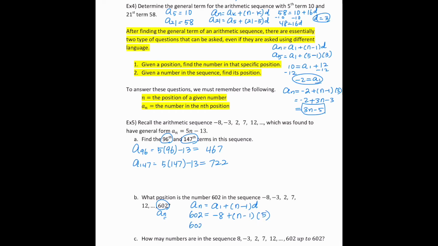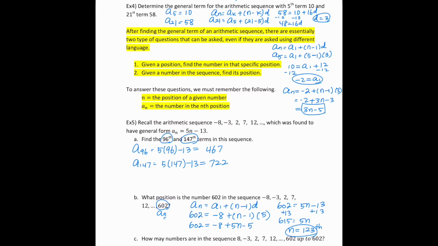So 602 equals negative 8 plus 5n minus 5. I got 602 equal to 5n minus 13, and plus 13 both sides. I got 615, and then n equal to 615 divided by 5. So I got 123, which means position of the what? 123rd place.